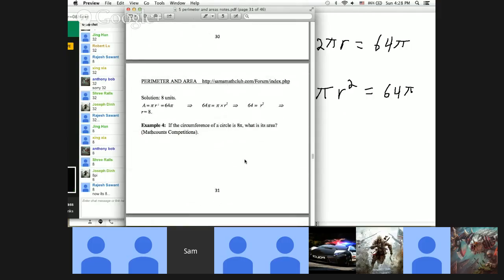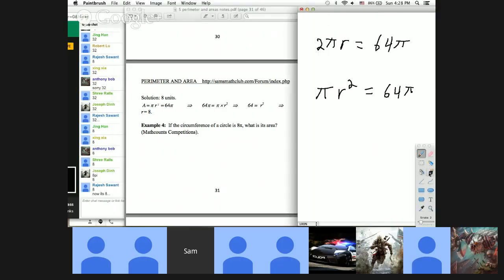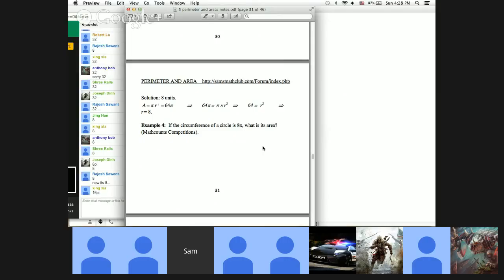So let's try example number 4. If the circumference of a circle is 8 pi, what is its area? This one's kind of a two-step problem.